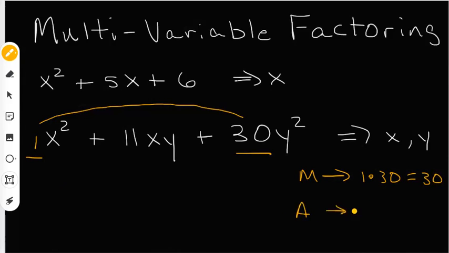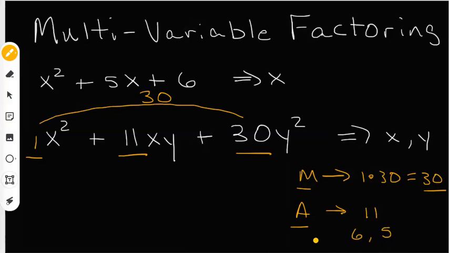But what are we adding up to? We're always adding up to the middle number. In this case, it's 11. So I want to find two numbers. They need to multiply to 30 because that's my rainbow number. That's the number that I got when I multiplied 1 and 30. But I also need those two numbers to add up to 11. Two numbers that multiply to 30 but add up to 11. What could that be? 6 and 5.